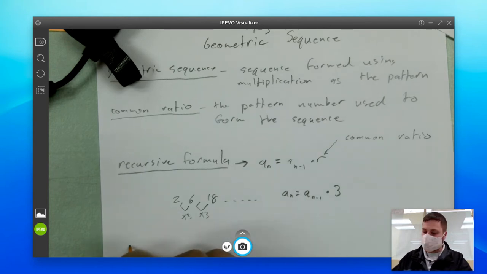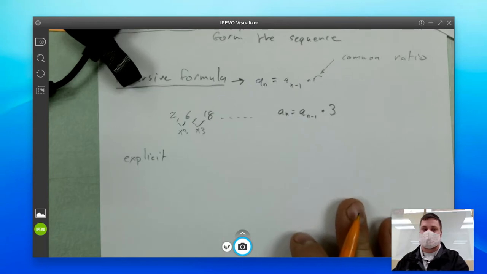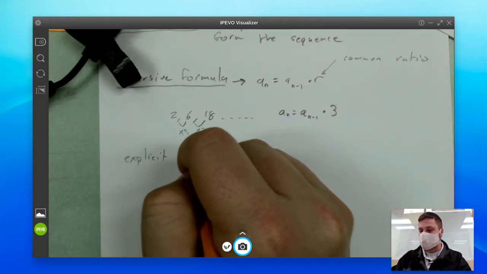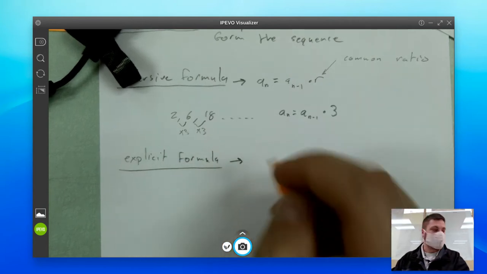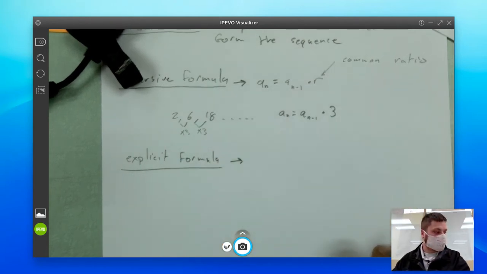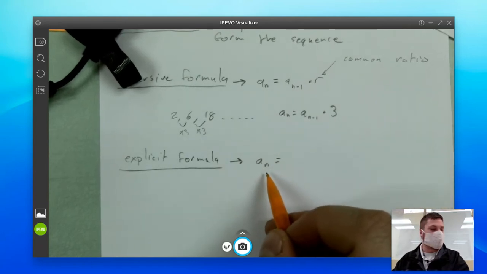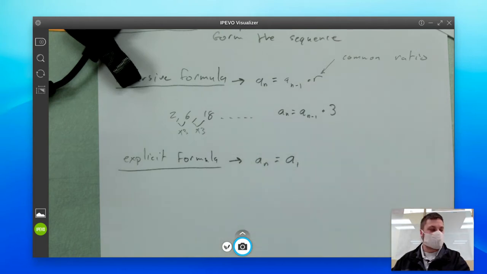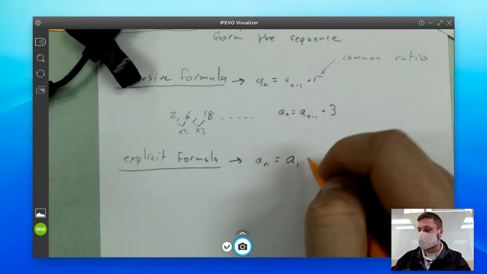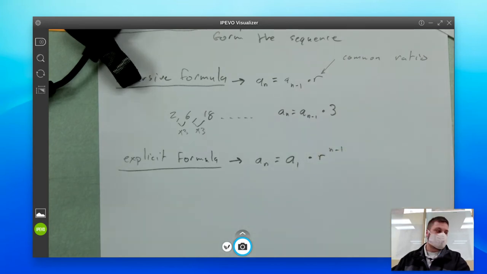Now, the explicit formula, which is actually very useful. It can always be used to find any term of the sequence. The explicit formula for a geometric sequence, to find the nth term, or whatever term you want, you just need to start with the first term, a of 1, and now we're going to multiply by r to the n minus 1 power.